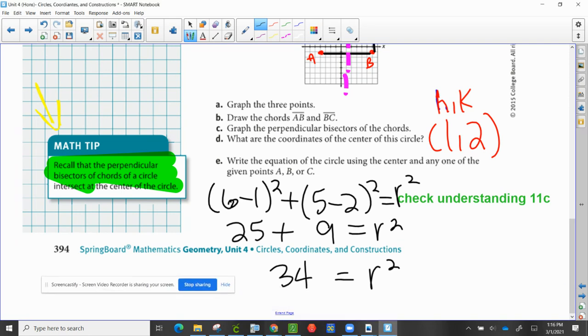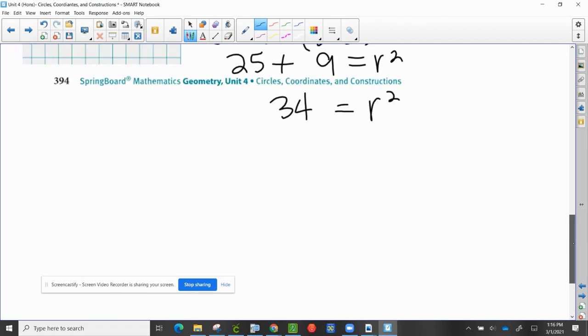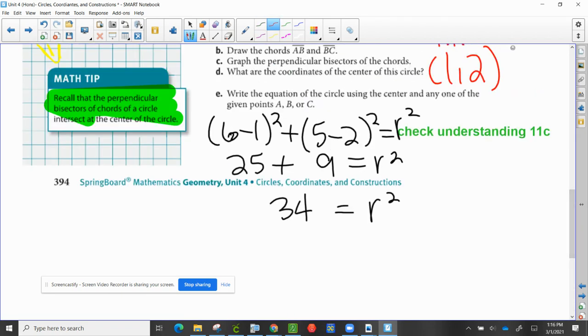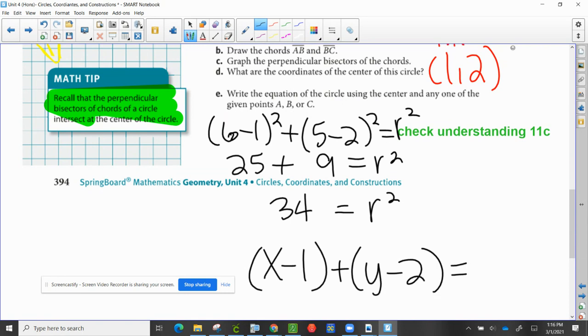Okay, so to write the equation of our circle here, I would have to take (x minus 1), that's my center, (1, 2), plus (y minus 2) squared equal to r squared, which we just figured out was 34.